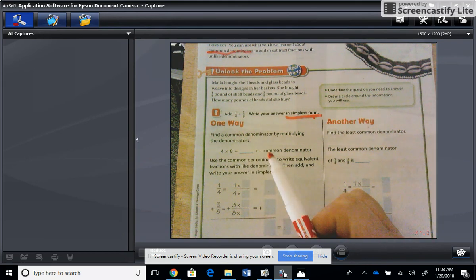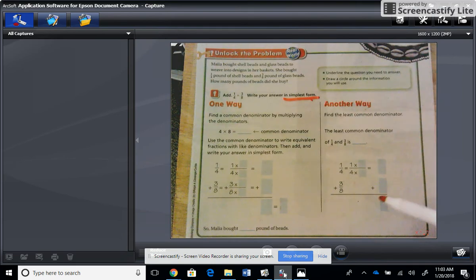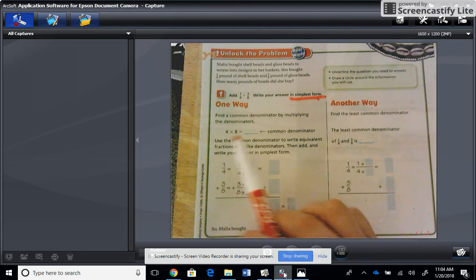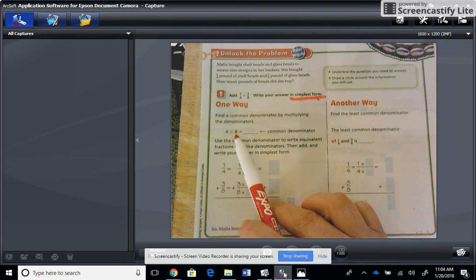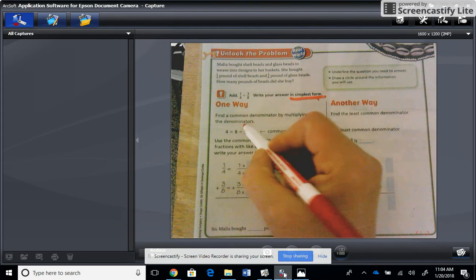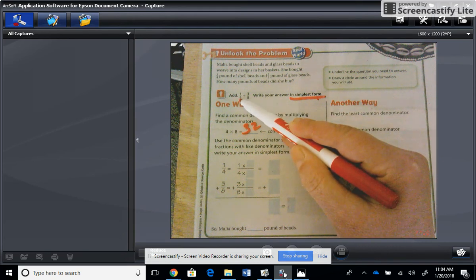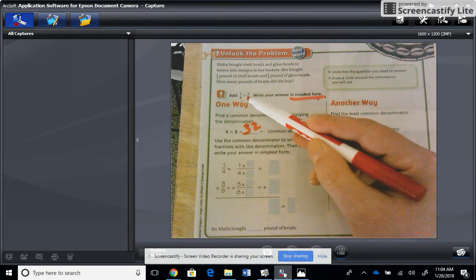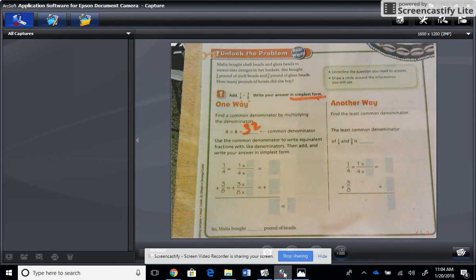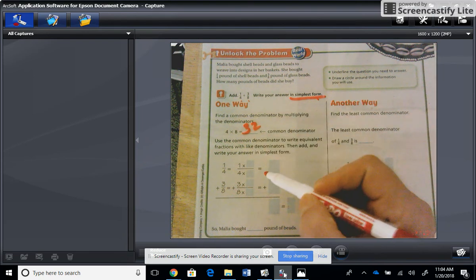One way they've said you may do it. A lot of kids like this way because they think it's easier to not even have to find the least common denominator. So you think of what's 4 times 8, and we know that that's 32. Now, where did the 4 times 8 come from? They just multiplied the 4 and the 8 as the denominators because you know they're going to have a common denominator.